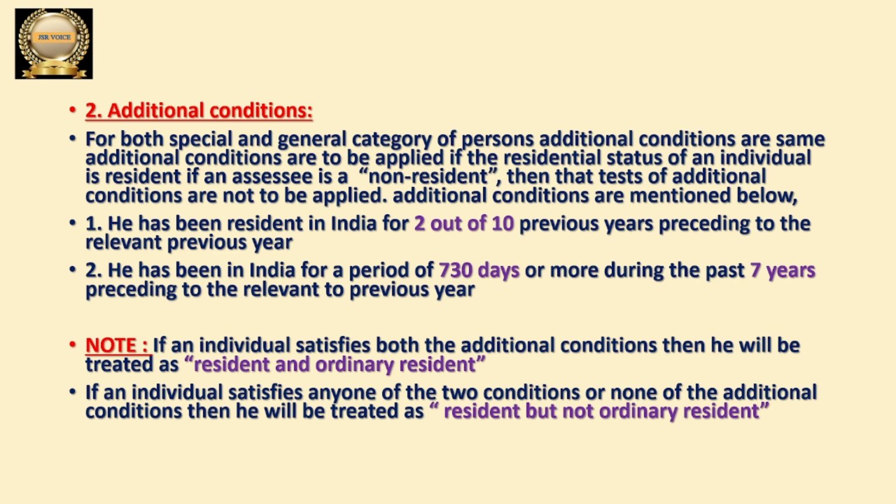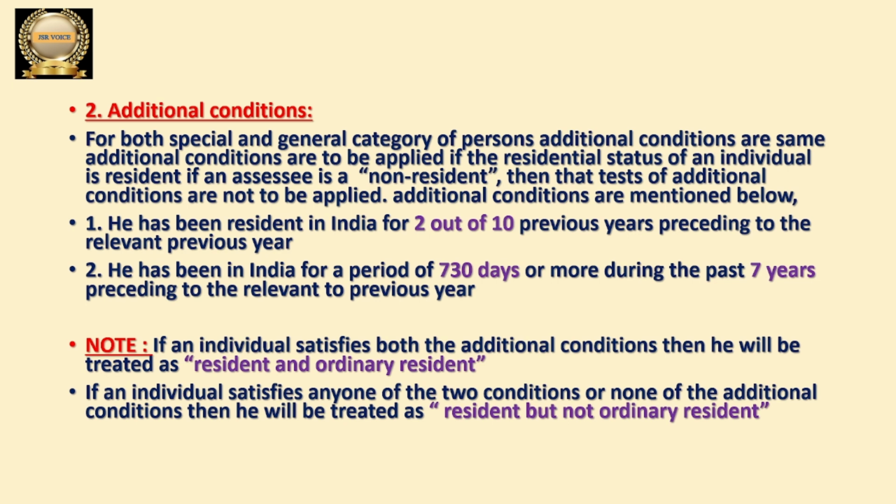Okay, so here let us discuss additional conditions. If he is non-resident, we need not apply these additional conditions. If he is a resident, we have to apply these additional conditions. Why? If he is a resident, again we have to determine whether he is resident and ordinary resident or resident but not ordinary resident. That is why we have to apply additional conditions. Let us see what are the additional conditions. I have given down, you can see there are two additional conditions.